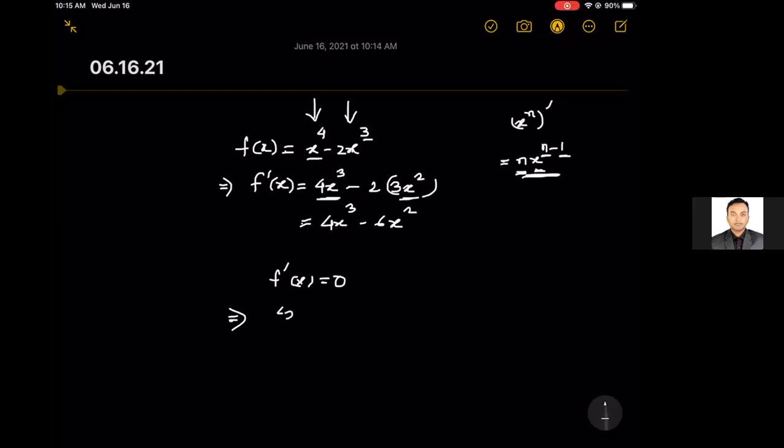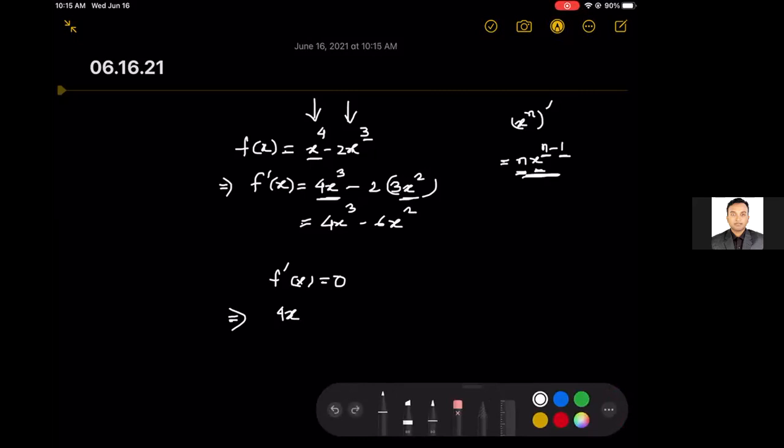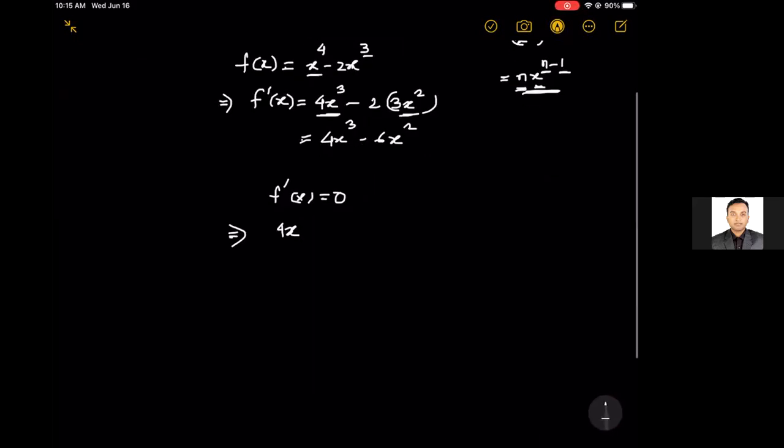So 4x cubed minus 6x squared equals to 0. Now, how do I solve it for x? How do I find the values of x? Anyone? It's pure algebra though. There is no calculus here. What should we do?